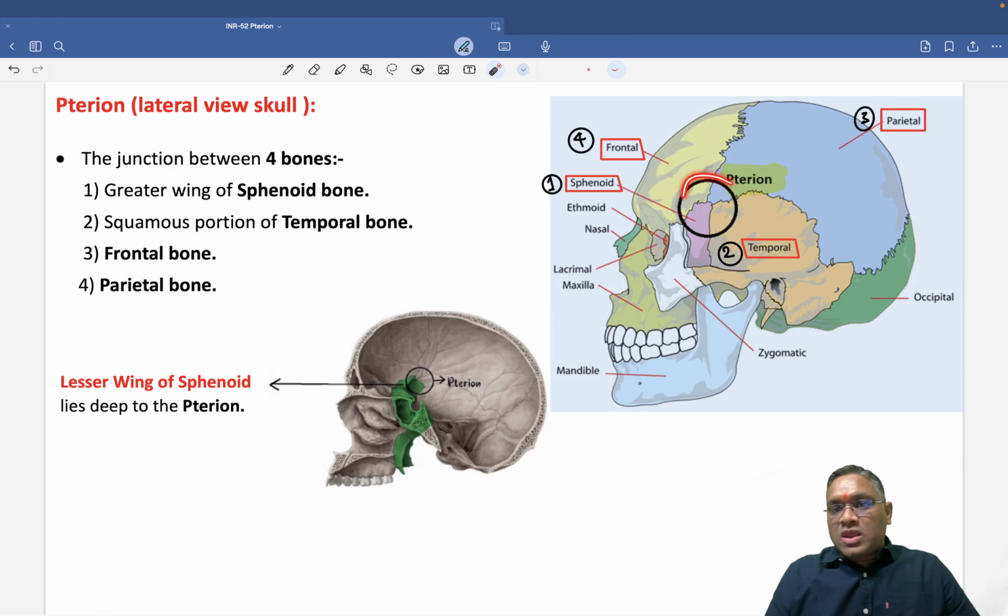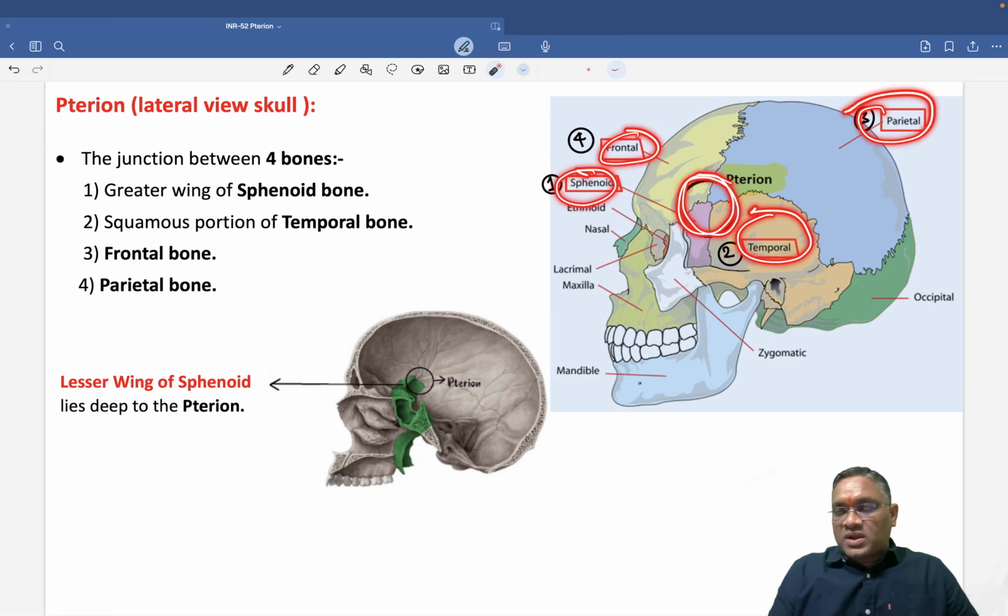So what is the pterion? Pterion is a junction, right? Junction formed by four bones. What are the four bones? Sphenoid, temporal, parietal and frontal. These are the four bones when you are seeing from the lateral side.